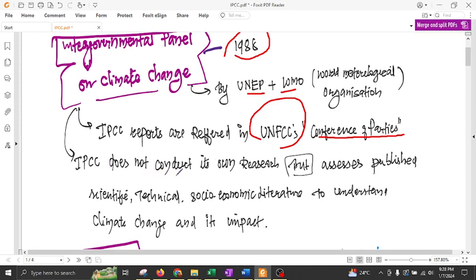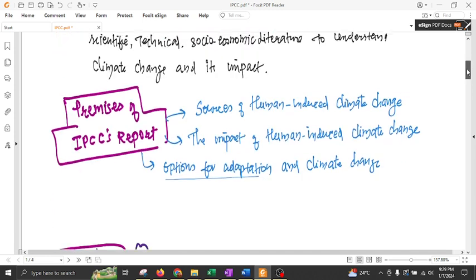IPCC does not conduct its own research. Rather, what they do is gather all the data, all the journals, that is scientific journals, technical journals, socio-economic literature, and environmental journals to understand climate change and its impact. Right, so this is an important point, that IPCC does not conduct its own research. Rather, it learns from other researchers and draws a few conclusions.